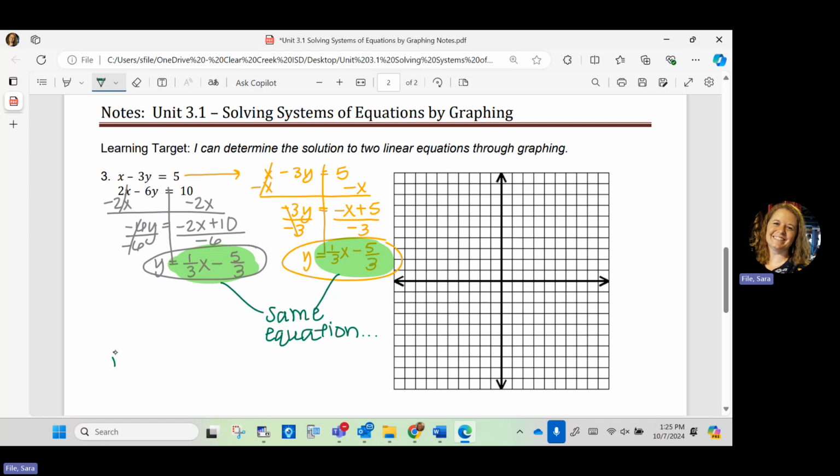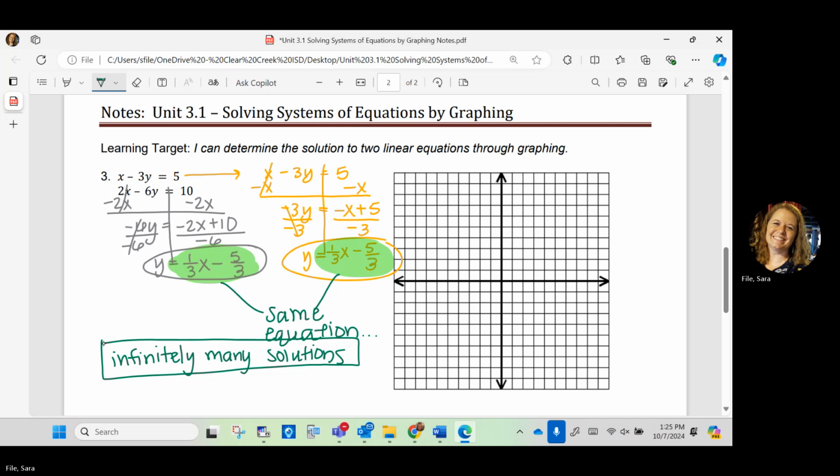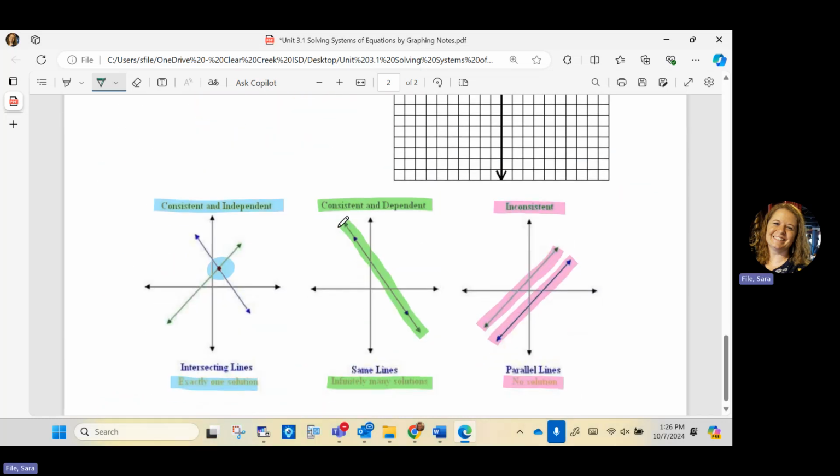This is when there are infinitely many solutions, because they don't just intersect at one place, they're constantly intersecting. They're the same line. So there are infinitely many solutions. And the type of system it is, when they're the same line, infinitely many solutions, that's consistent and dependent. Consistent and dependent.